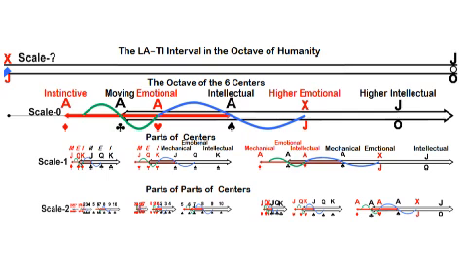In scale 1, we see how each of the lower 4 centers is in turn composed of 3 parts, a mechanical, emotional, and intellectual part, the jacks, queens, and kings. The aces and jokers in scale 1 represent the parts of the higher 2 centers. In scale 2, each part of a center is likewise shown to be composed of a mechanical, emotional, and intellectual part.